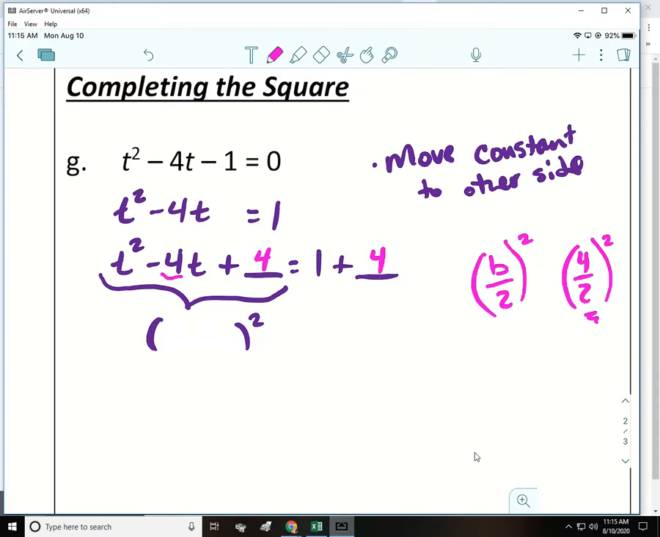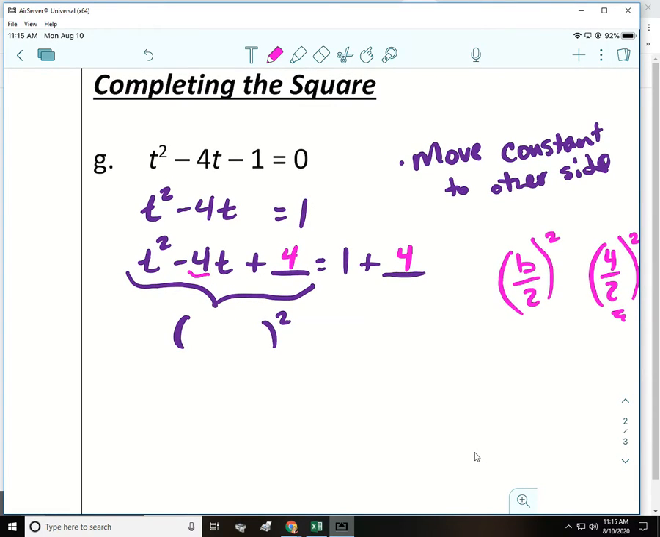Now we could do the factoring like we did on Friday, where we're just going to find what multiplies to give us 4 and what adds to give us 4, which is 2 and 2. But I know that I made that a perfect square trinomial. So I know when I factor it, it's going to be something times itself.